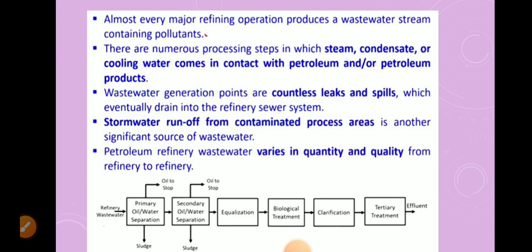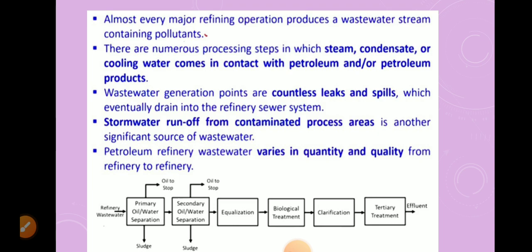There are numerous processing steps in which steam, condensate, or cooling water comes in contact with the petroleum and petroleum products. Wastewater generation points are countless, including leaks and spills which eventually drain into the refinery sewer system. Actually, the refinery sewer system is the collection of wastewater from different areas of the refinery. So, stormwater runoff and contaminated process areas are another significant source of wastewater.